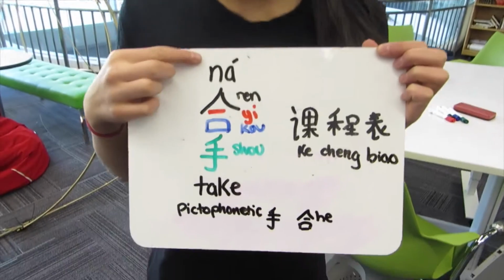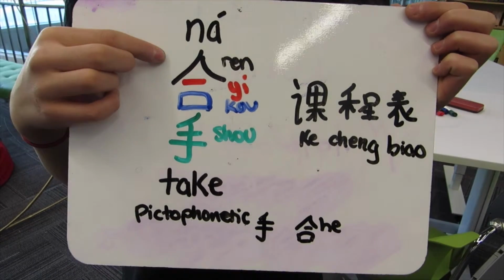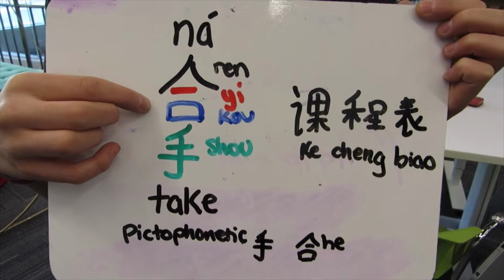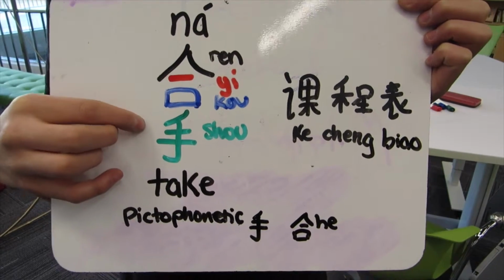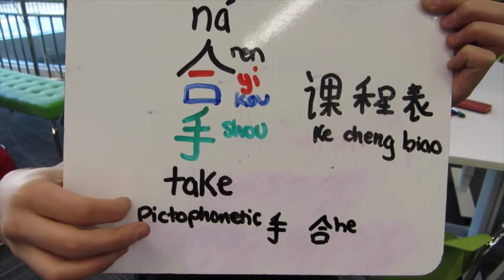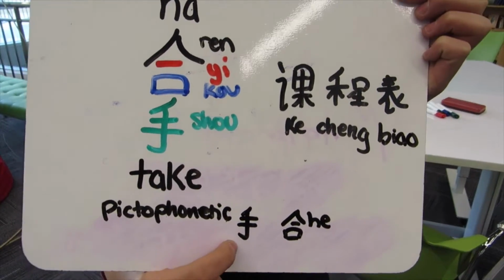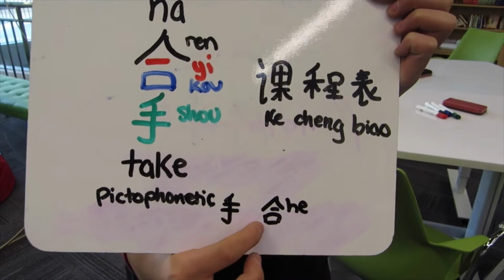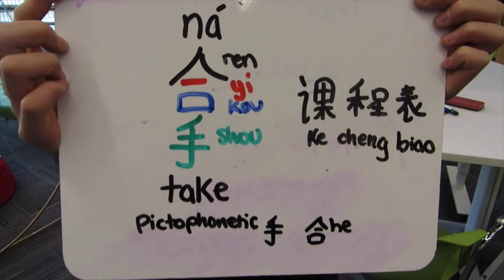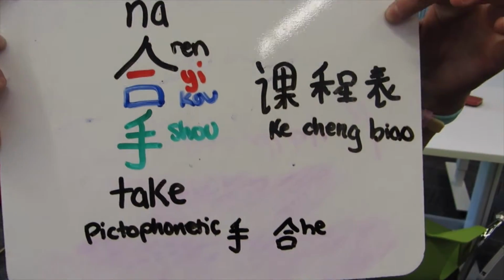So this is the character Na. It has four radicals in it. The top one is Ren, which is person. The second one is Yi, which is one. The third one is Ko, which is mouth. And the last one is Shou, which is hand. It means to take, and it's a pictophonetic, which has sound and meaning to it. So Shou gives it the meaning, and He gives it the hint of the sound. And the new student in our school didn't get his schedule, which is Ke Cheng Biao.